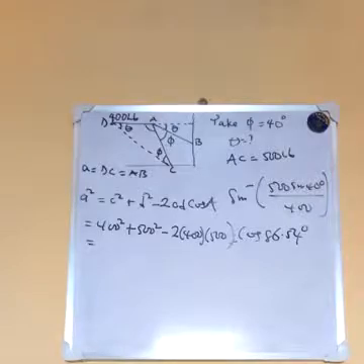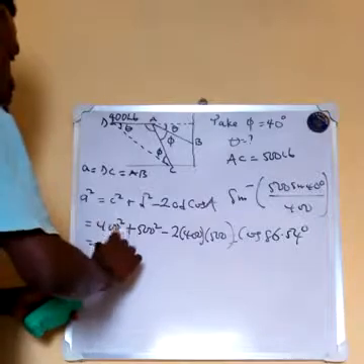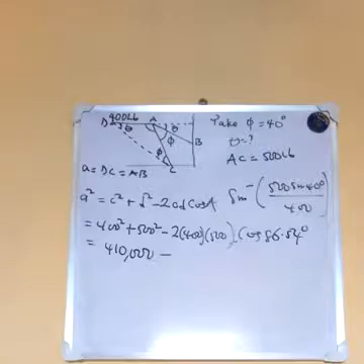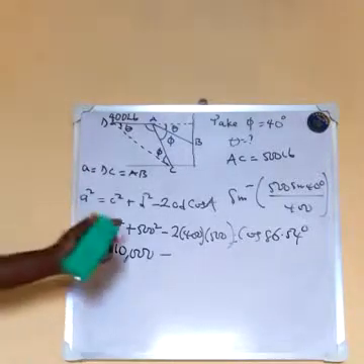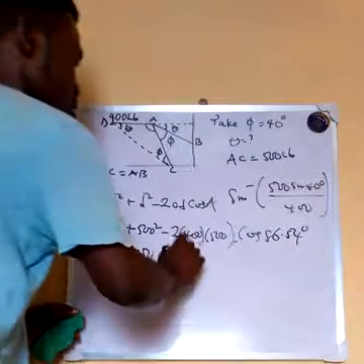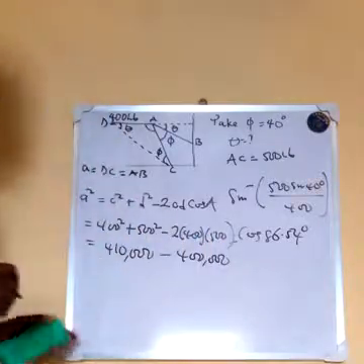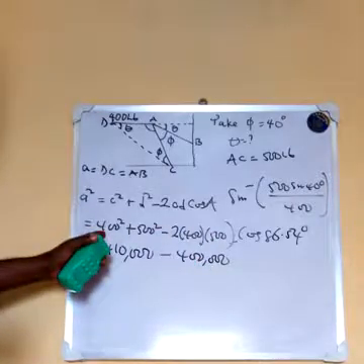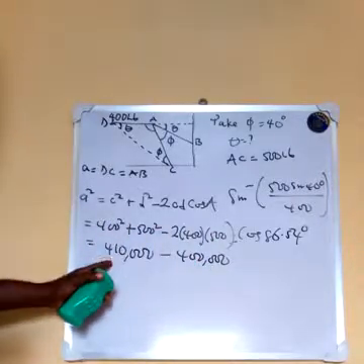400 square plus 500 square will give us 410,000. Use a calculator. So you are going to have 410,000. So 2 times 400 times 500, you are going to have 400,000. That is what you have. 2 times 400 times 500 is 400,000. 400 square plus 500 square is 410,000.